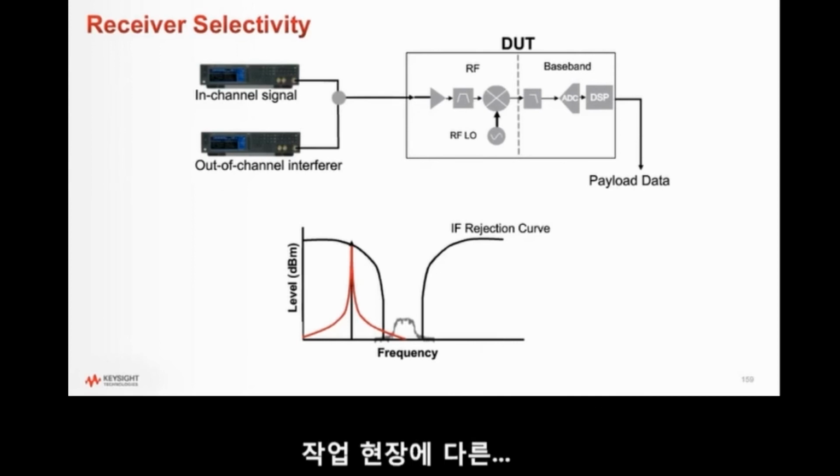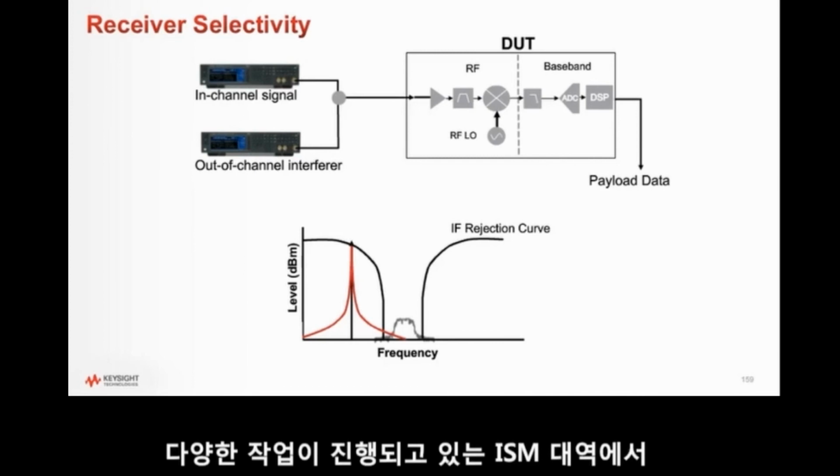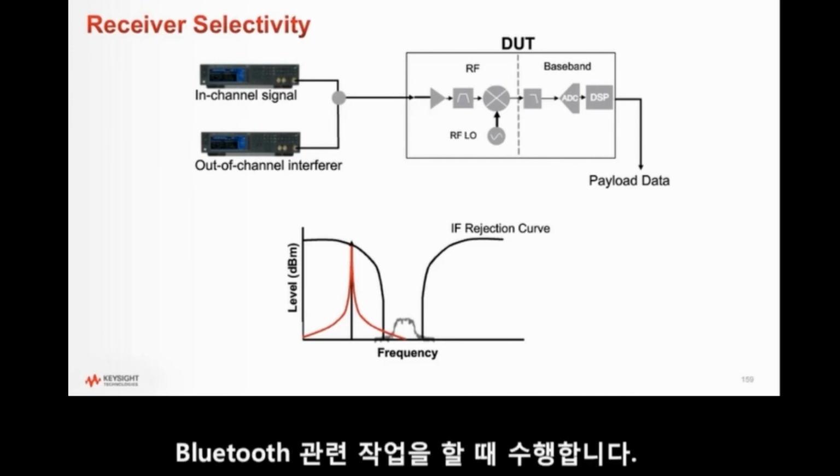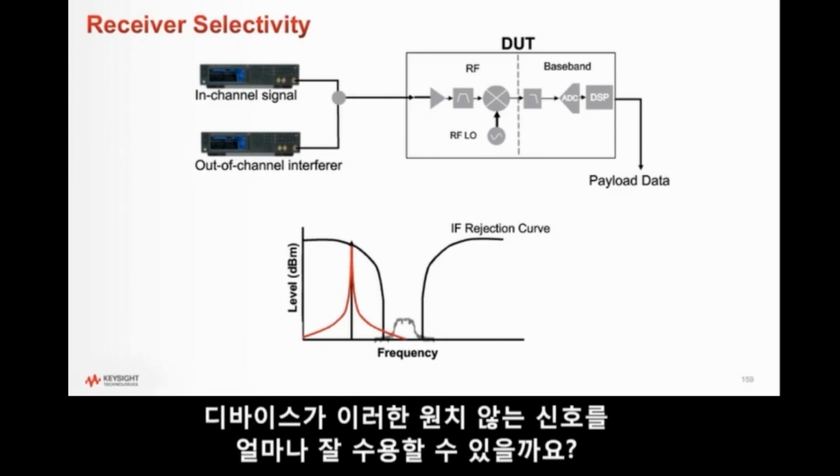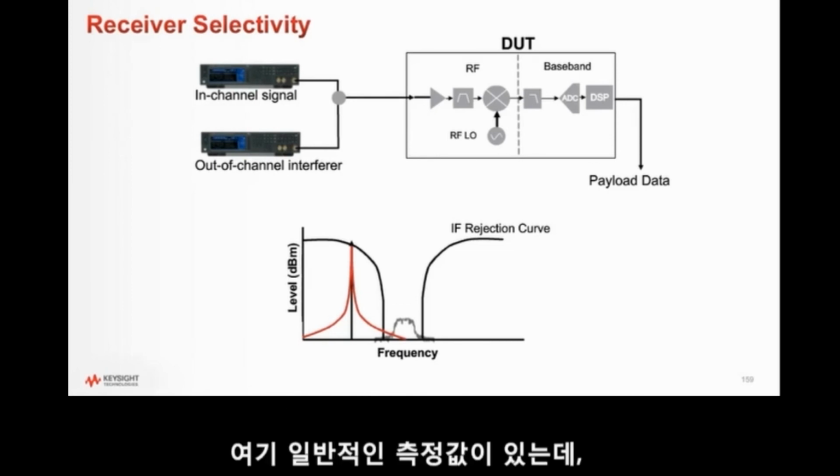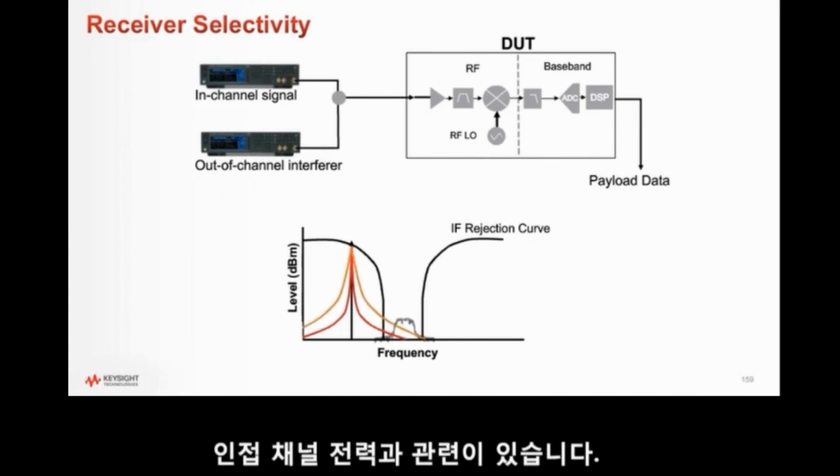control. If you're working in the presence of other bands, like when you're working with Bluetooth and you're in this ISM band, there's a whole lot of other stuff that's going on. So how well can your device tolerate all those unwanted signals? Common measurement here, we're talking about adjacent channel power.